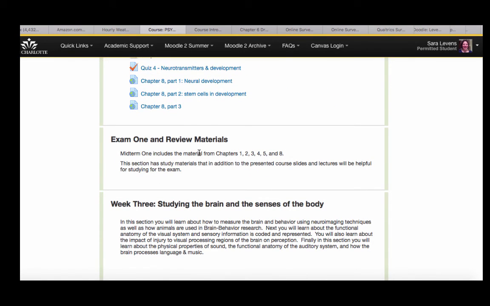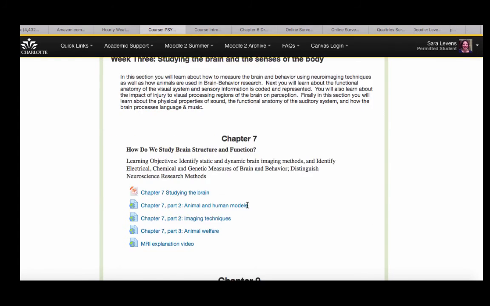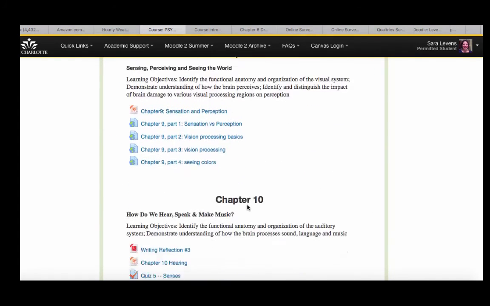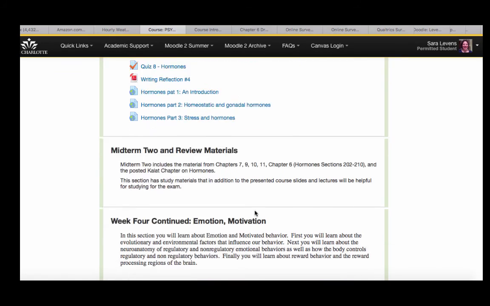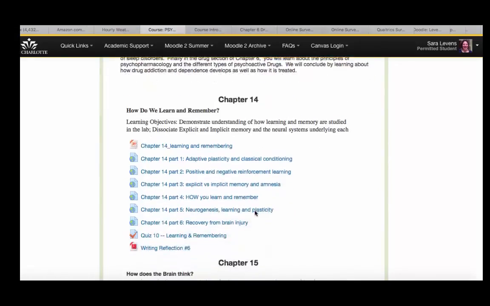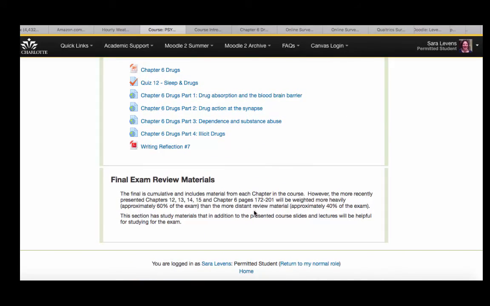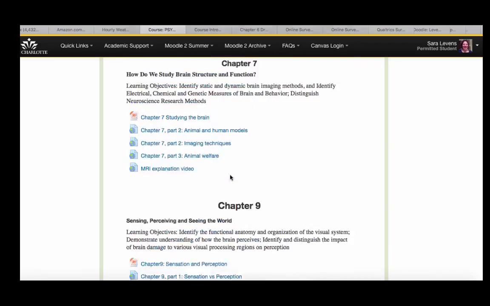This section here will have exam 1 and review material, so this will be below it. You won't see any information here because I will not release that until the exam time gets closer. After the exam, we move on to the next content. Similarly, for exam 2, then you will have the content review materials here and the exam will be here, the rest of the content, and we end with the final exam materials. So this is the overall layout of the course on Moodle.